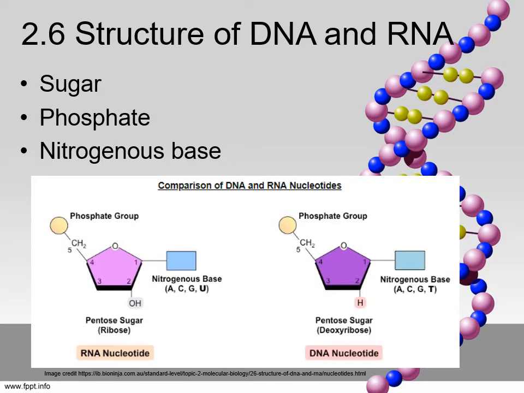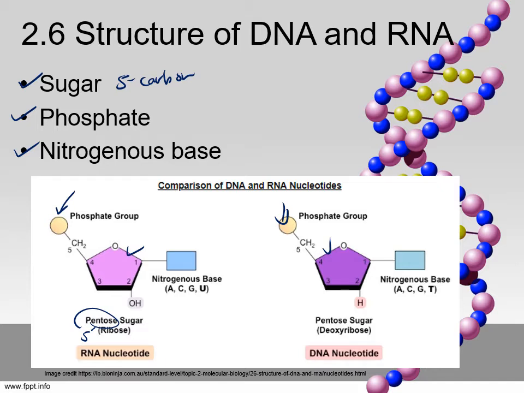So let's look at the structure of DNA and RNA. Some things that they have in common: both of them have a sugar. It's a 5-carbon sugar. Both of them have phosphate groups, and both of them have nitrogenous bases. So everybody's got phosphate groups. Everybody's got some kind of 5-carbon sugar. We call it a pentose because it has 5, like penta. And then there's that nitrogenous base.